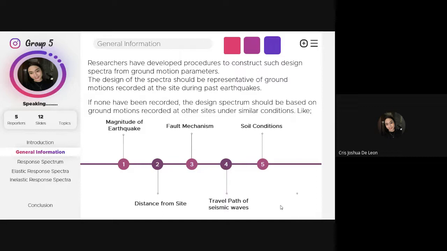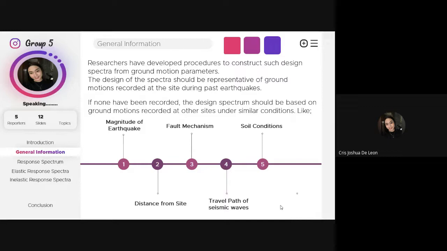Third, the fault mechanism. The focal mechanism of an earthquake describes the deformation in the source region that generates the seismic waves. In the case of a fault-related event, it refers to the orientation of the fault plane and the slip vector, also known as the faulting condition.